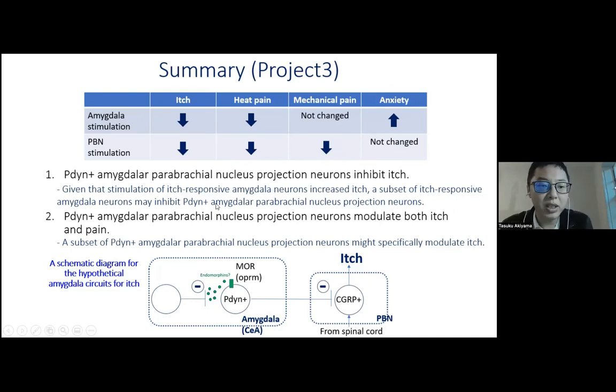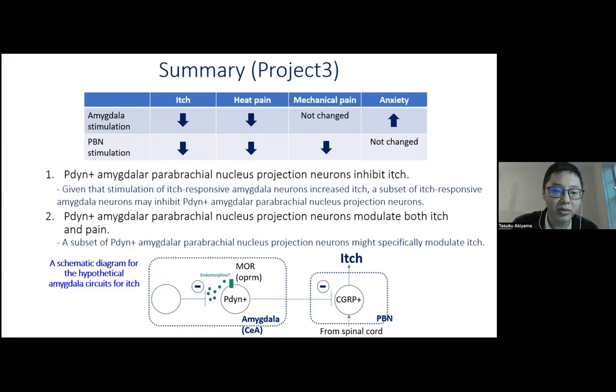Since the PD-1 positive amygdala parabrachial nucleus projection neurons inhibit itch, and given that itch responsive amygdala neurons increase itch, a subset of the itch responsive amygdala neurons may inhibit the PDYN positive amygdala parabrachial nucleus projection neurons. Second, PDYN amygdala parabrachial nucleus projection neurons modulate both itch and pain. A subset of the PDYN positive amygdala parabrachial nucleus projection neurons might specifically modulate itch.